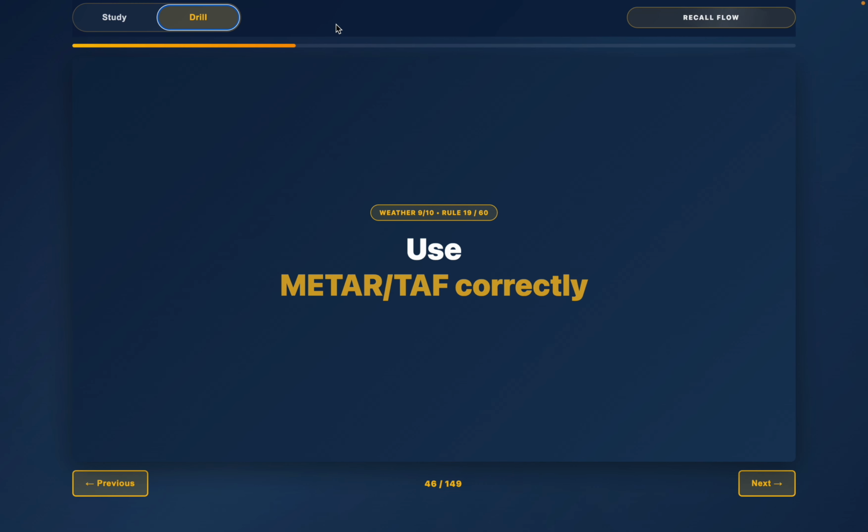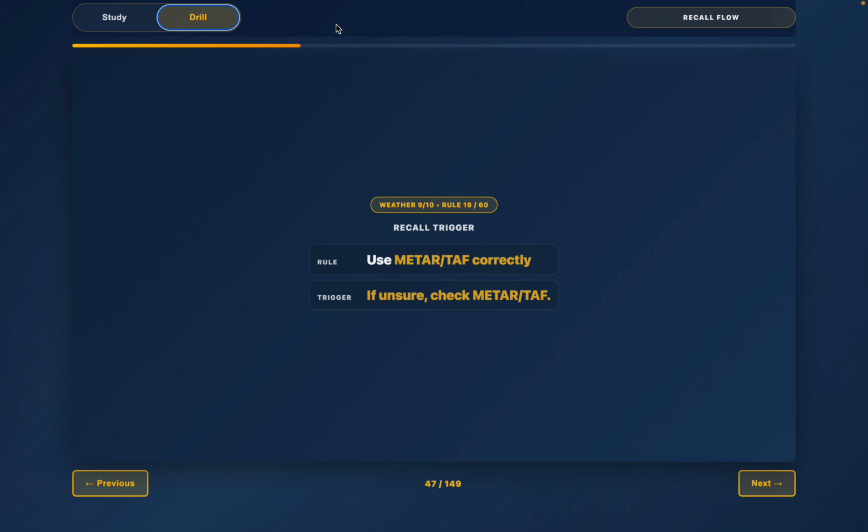Rule 19. Weather data is only useful if you know what you're looking at. METAR tells you what is, TAF tells you what's coming. Trigger phrase: if unsure, check METAR TAF.